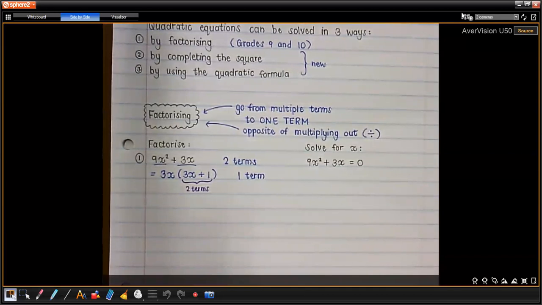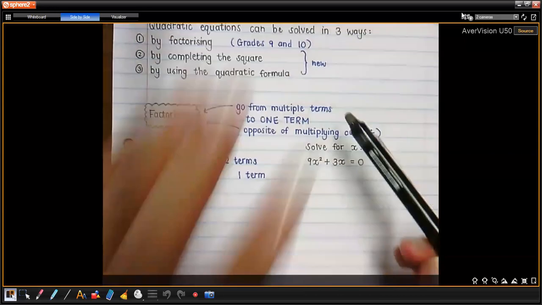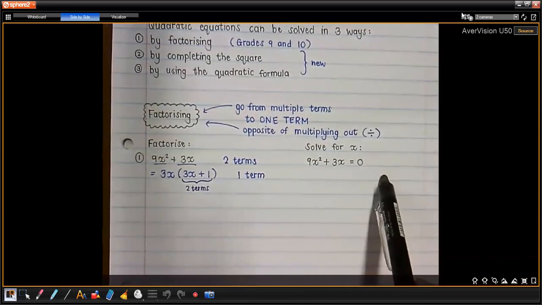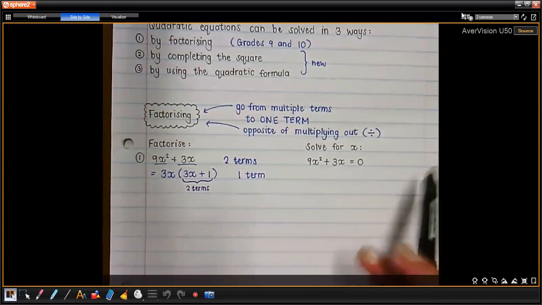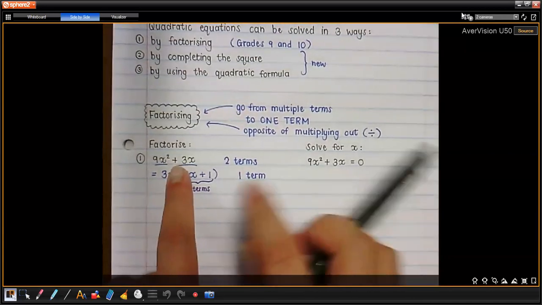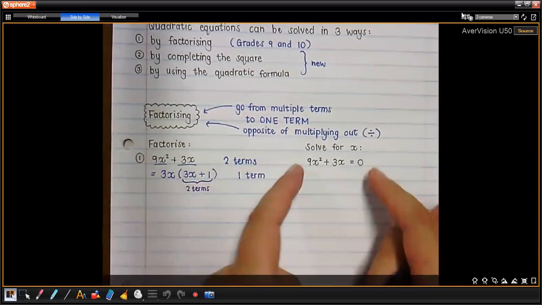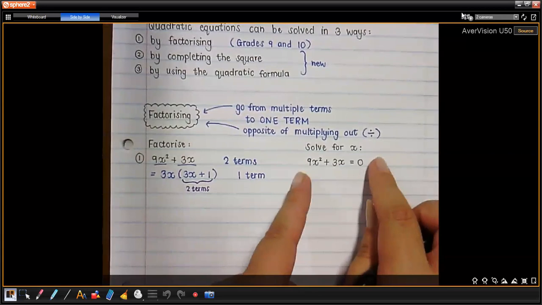Now I want you guys to notice, if we haven't done this before, right? If you're just looking at this equation, firstly, do we all notice that this is an equation? So it's equal to 0. Okay, these two things are different. This is an expression, right? It's not equal to anything. This is an equation. It's equal to 0.